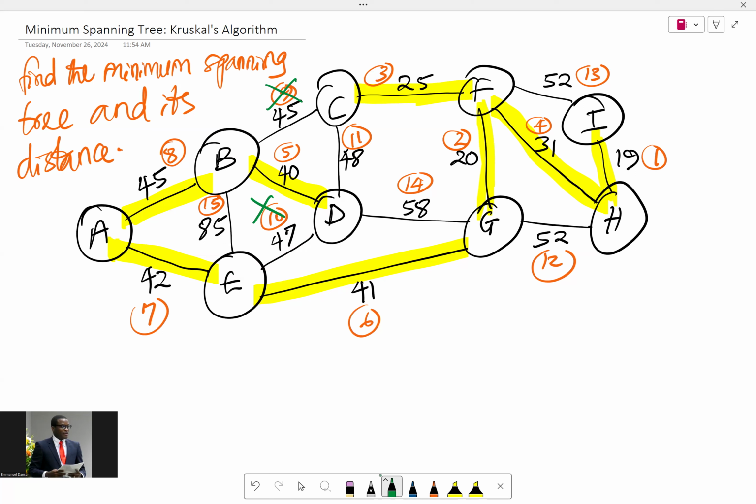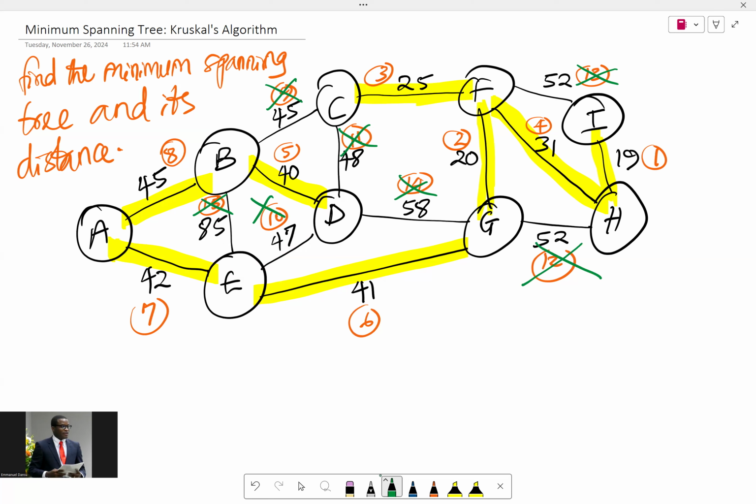Then if you look at the 11th one, which is 48, it is also not necessary because C and D have also been reached. Though it won't form a closed loop, C and D have been reached already. Then we also have the 12th one, 52. Yeah, this is not necessary also because G and H have been reached already. For the 13th one, F and I have been reached. For the 14th one, D and G have been reached already. And for the 15th one, if we do that, it will form a closed loop. And of course, B and E have been reached already.